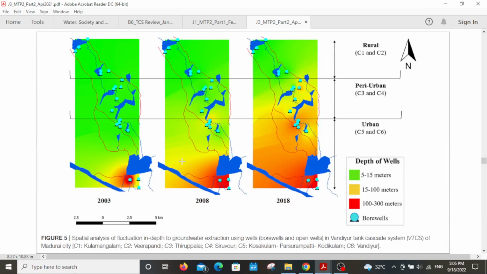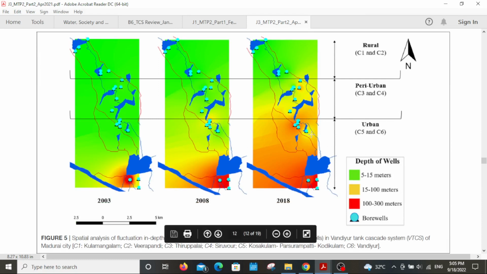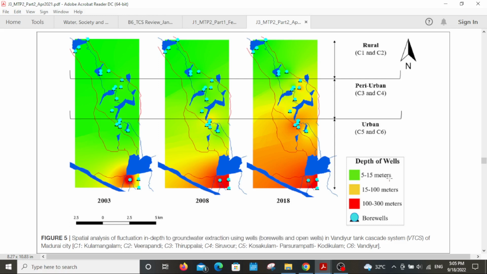And we have also taken into account the groundwater availability. So we found that in the urban region, the depth to extract groundwater is very high. For example, in the vibrant urban region, the depth of extracting groundwater resources is as high as 100 to 300 meters as compared to the belts located in the rural region, which is somewhere around 500 meters.